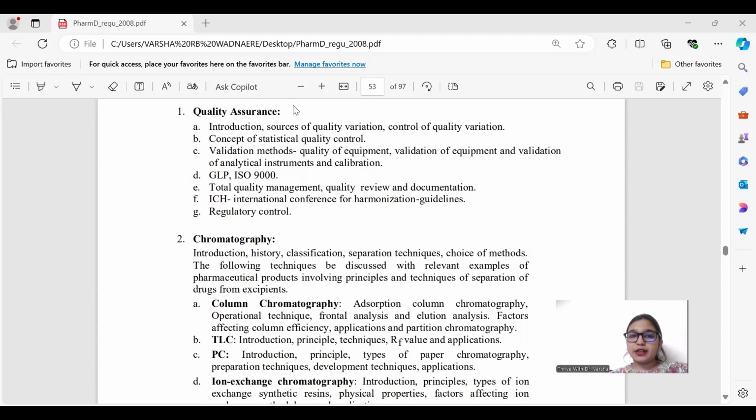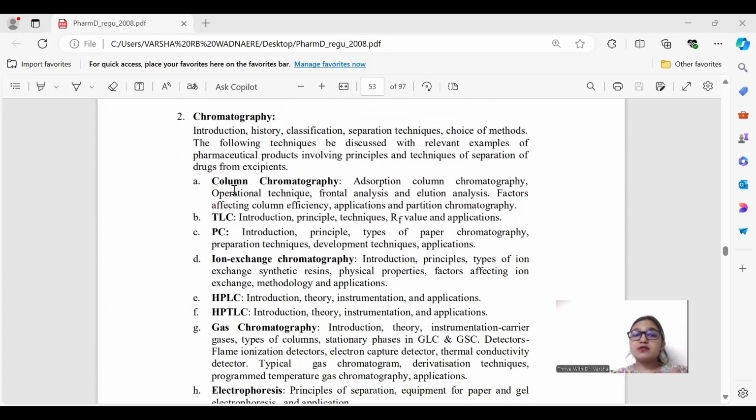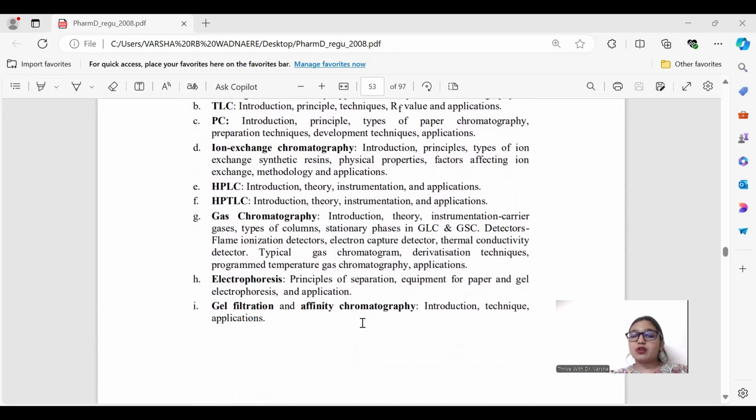So the first chapter is quality assurance. Now you might get all these guidelines for 10 marks as well as for 2 marks. So 10 and 2 marks questions can be there from the first chapter. Then chromatography. Now there are various types of chromatography. There are column chromatography, TLC, paper chromatography, then ion exchange chromatography, HPLC, HPTLC, gas chromatography, electrophoresis, gel filtration, and affinity chromatography.